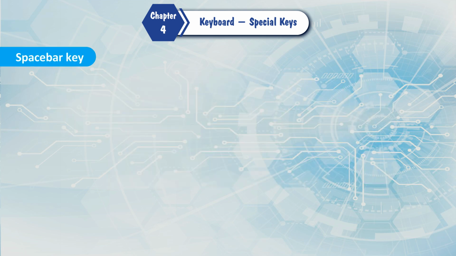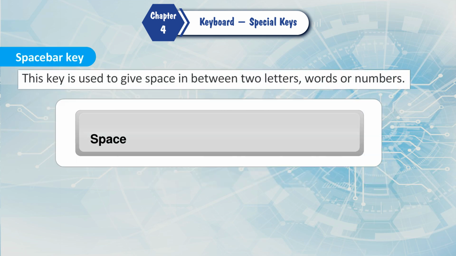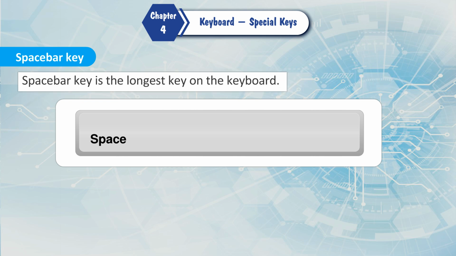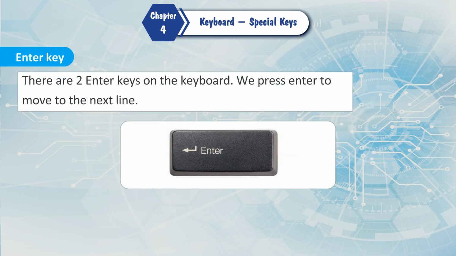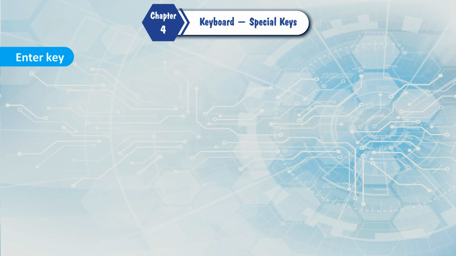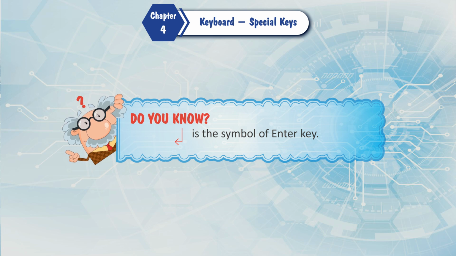Space bar key. This key is used to give space in between two letters, words or numbers. Spacebar key is the longest key on the keyboard. There is only one spacebar key on the keyboard. Enter key. There are two enter keys on the keyboard. We press enter to move to the next line. Do you know the symbol of the enter key?